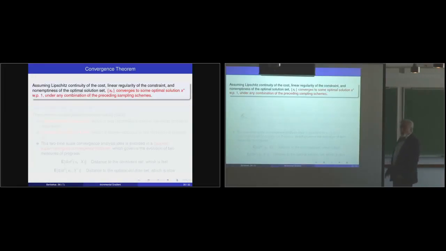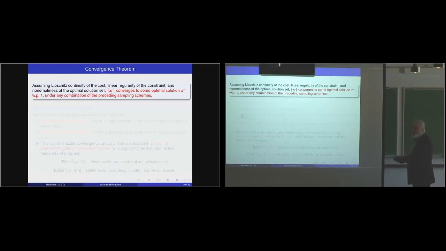And the theorem here is that for all of these schemes, if you marry any of these constraint sampling schemes with any of these cost component schemes, and you assume Lipschitz continuity of the cost function as well as convexity, linear regularity of the constraint set, which is a standard assumption in feasibility methods and which I'm not going to go into, and it's necessary for the alternating projection method to converge fast, and non-emptiness of the optimal solution set, then the sequence x_k generated converges to some optimal solution with probability 1 under any combination of the previous sampling schemes.